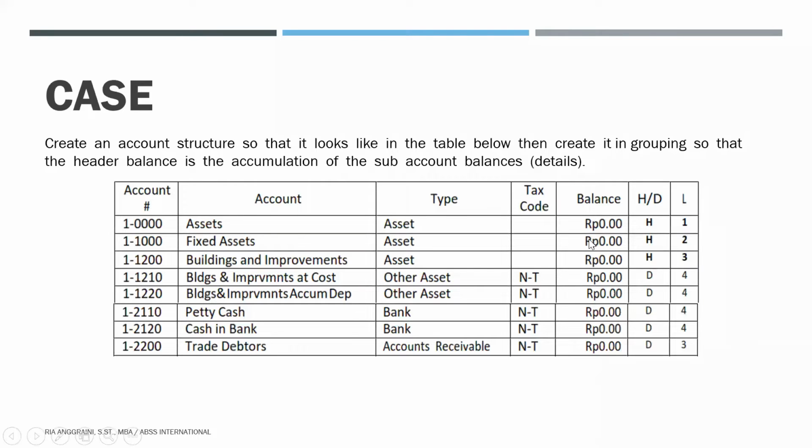We've done this. And the next one is creating an account structure, then creating it in grouping so that the header balance is the accumulation of the sub-account balances or detail balance. Let's enter some of the accounts in this case, and you can enter the rest of the data based on the case provided.